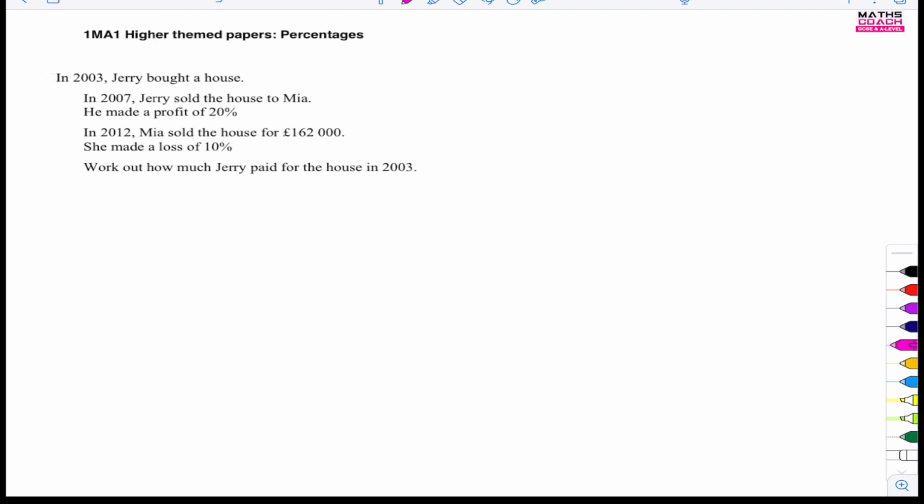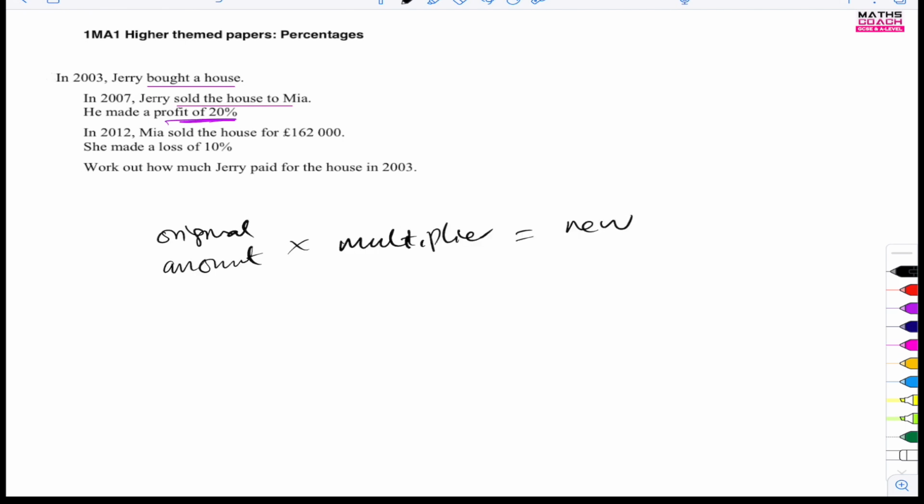So in 2003, Jerry bought the house, and in 2007, Jerry sold the house, and Jerry made a profit of 20%. Let's use the formula that we know, which is original amount times by the multiplier equals the new amount. All right, so we're just working on this section right now, okay? So it doesn't matter about the number of years because we are not dealing with compound interest.